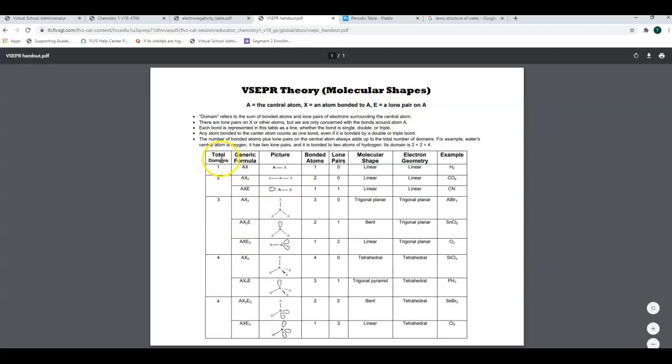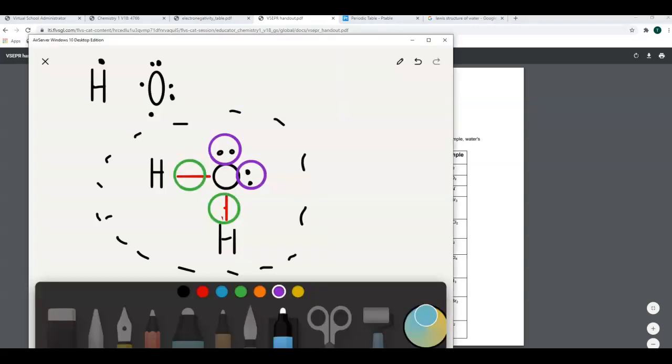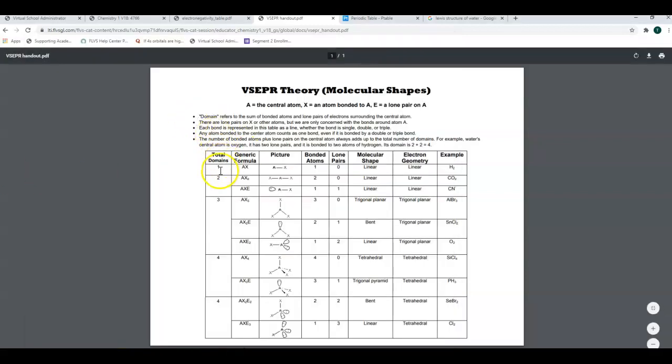So let's see here. Total domains. So domains, if you see here, it says domain is the sum of bonded atoms and lone pairs. So remember, right? How many bonded atoms and lone pairs do we have? We have these 2 bonds, so that's 2 bonds. And then we have these 2 lone pairs. So 1, 2, 3, 4. So it has 4 domains. So let's look down here. So we have 4 domains. So it could be any of these 4 guys right here.